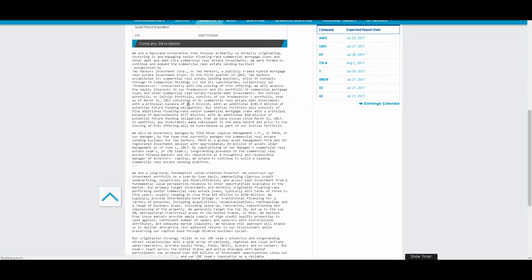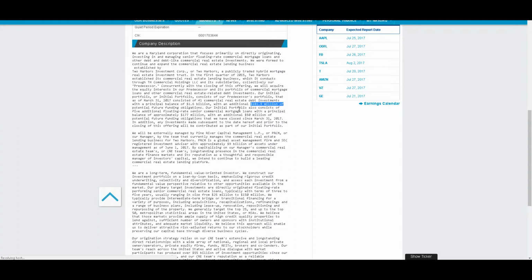So they have $1.6 billion right now in principal balance of investments, and those investments are earning interest. And they have an additional $181.9 million of potential future funding obligations. So that means they have loans lined up right now as of March. Both of these numbers have probably increased since then.